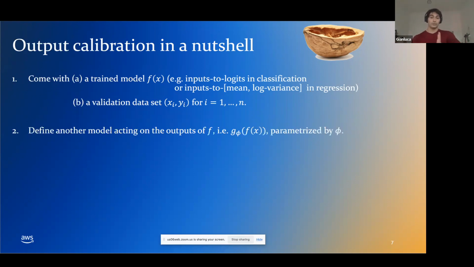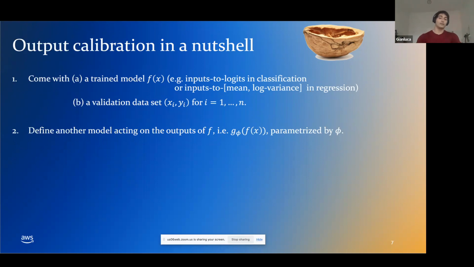Okay, so what we do, as I said before, starting from the output models f of x, we are going to concatenate another model. So this g of phi is an extra model that starts directly on the outputs of the model f of x. And this is a model that is parameterized by phi. If you consider g of f, this is basically the full model.